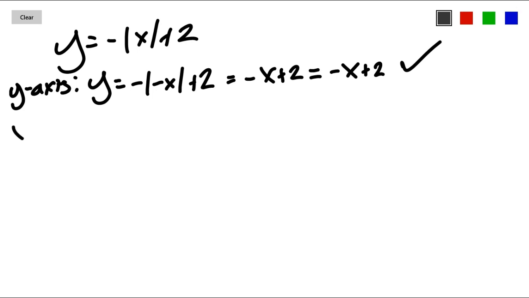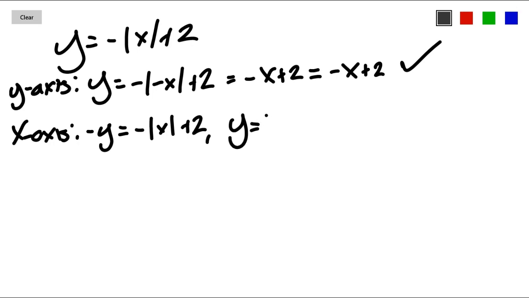To test for x-axis symmetry, I'll say that negative y is equal to negative absolute value of x plus 2. So if I divide through by the negative, I have y is equal to the absolute value of x minus 2, which is not the same as our original function. So there's no x-axis symmetry.